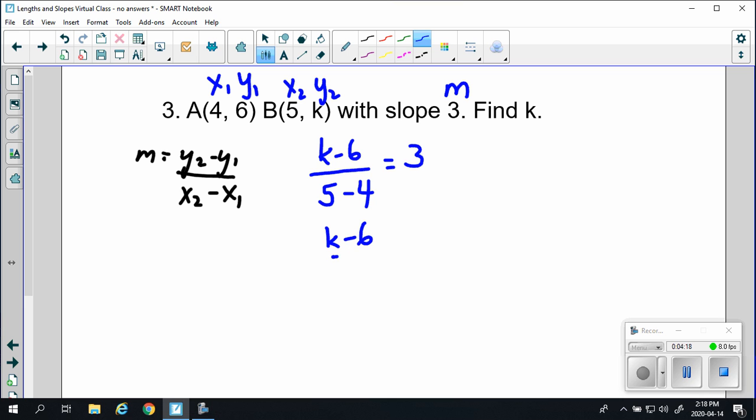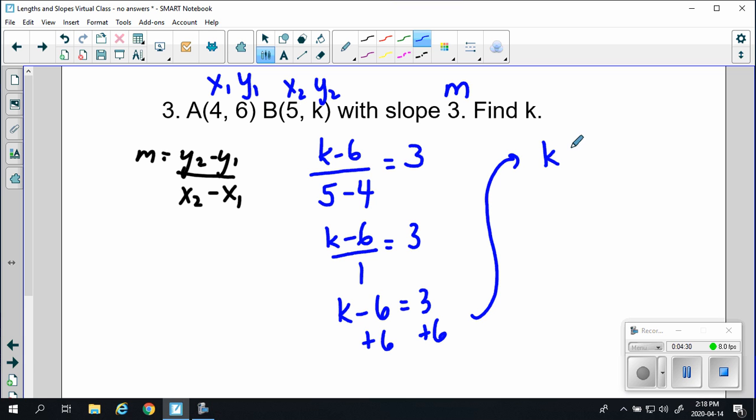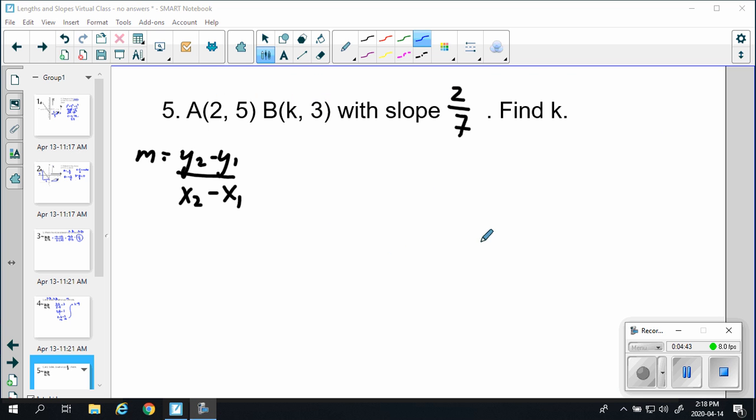So I'll simplify this as much as I can. 5 minus 4 is 1, and lucky for us, that means that I can ignore the 1, because a 1 in the denominator doesn't mean anything. So what we're getting then is that k is equal to 9. So with these ones where you have to find k, just set up the equation with k in it and then solve for k. You should have enough clues to do that.